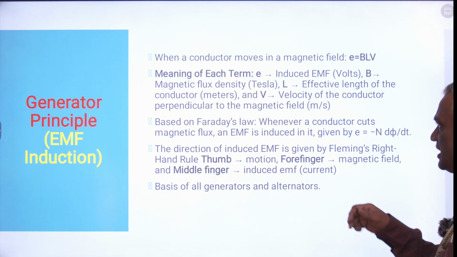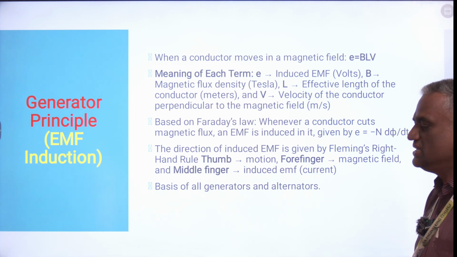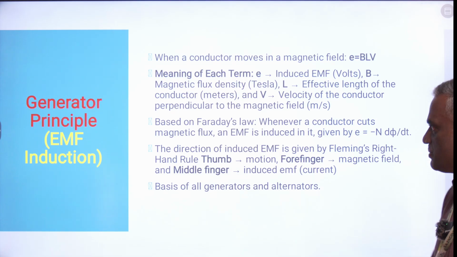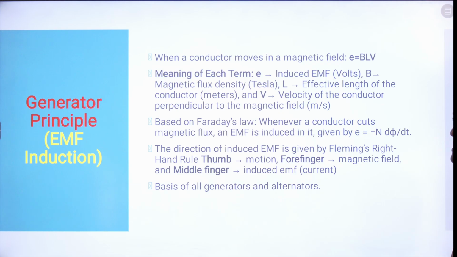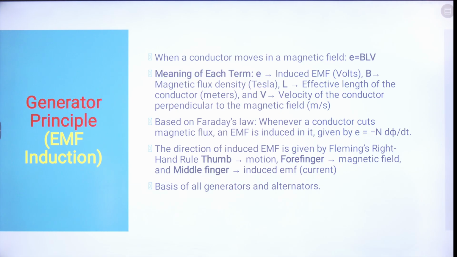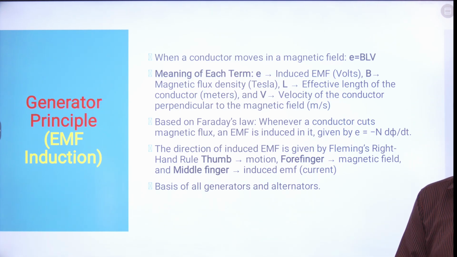When I am taking a conductor and moving it in a magnetic field, the EMF induced is E, which is nothing but B into L into V. Here E is the induced EMF, in volts. Capital B is the magnetic flux density, in Tesla. L is the effective length of the conductor, in meters, and V is the velocity of the conductor, perpendicular to the magnetic field, in meters per second, right?